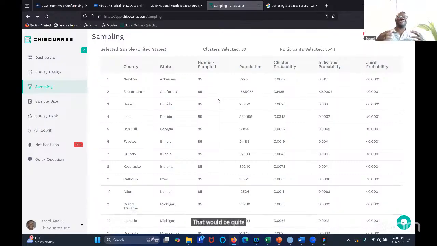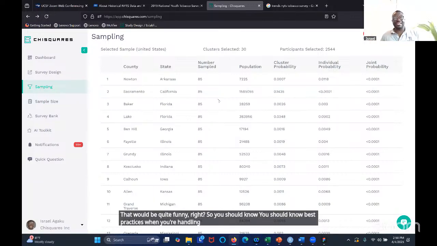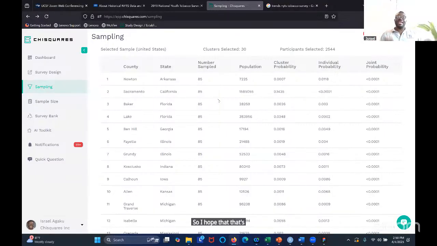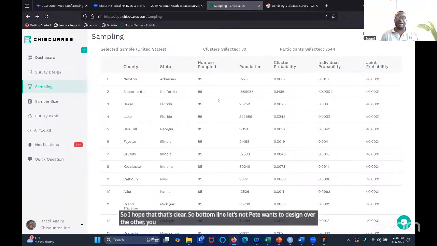So you should know best practices when you're handling census data versus when you're using data from samples, because obviously each of them has its own statistical underpinnings for how we would calculate things and what would be valid or what would be precise. So I hope that's clear. So bottom line, let's not pit one design over the other, because they all have their own use cases.